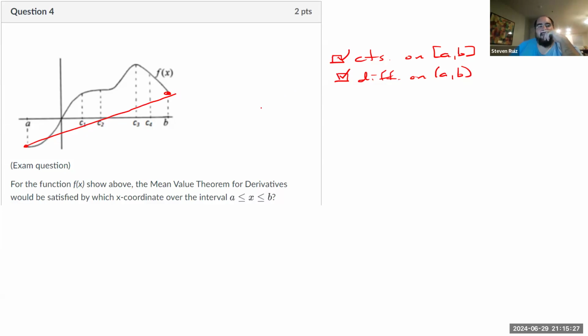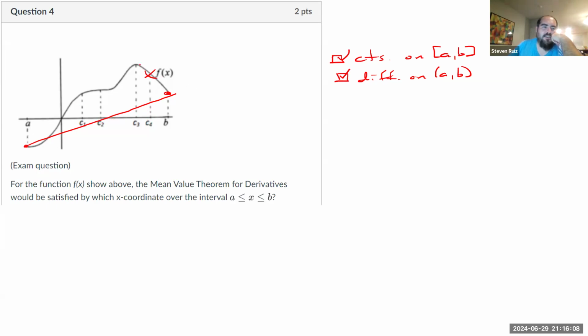So mean value theorem says that for this average rate of change, there has to be some point on this graph where the instantaneous rate of change is exactly equal to the average rate of change. Or another way to think about it, the graphical way, is that the tangent line at one of these points needs to be parallel to this secant line. So based on that, I think I can throw out C4. C4 is going to have a negative tangent. I clearly am looking for a positive tangent.